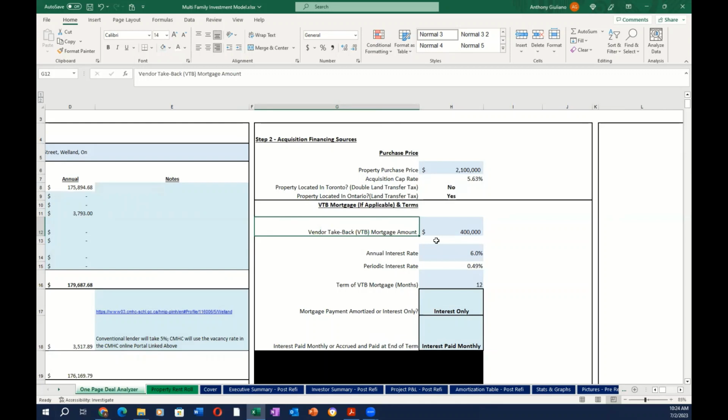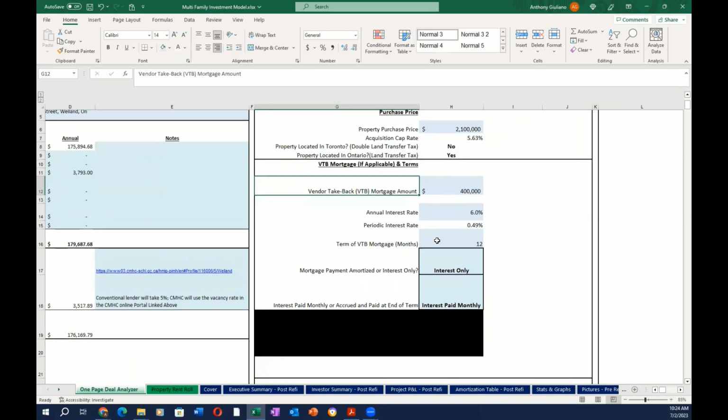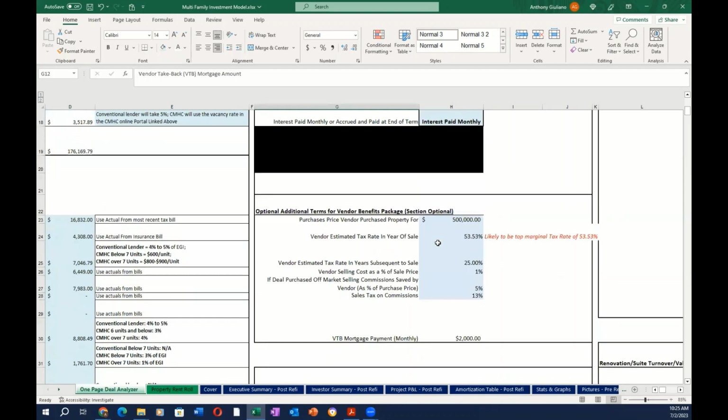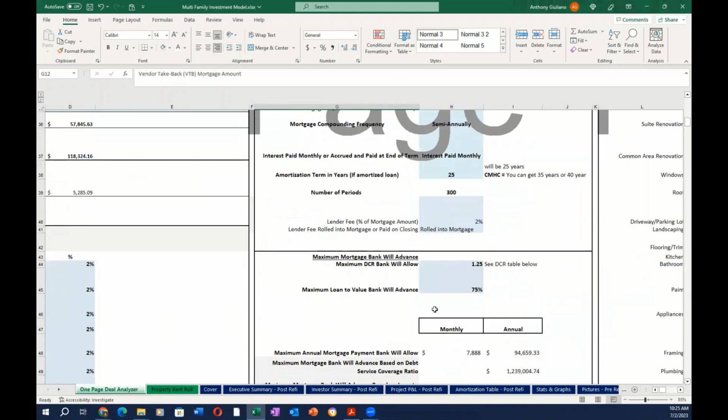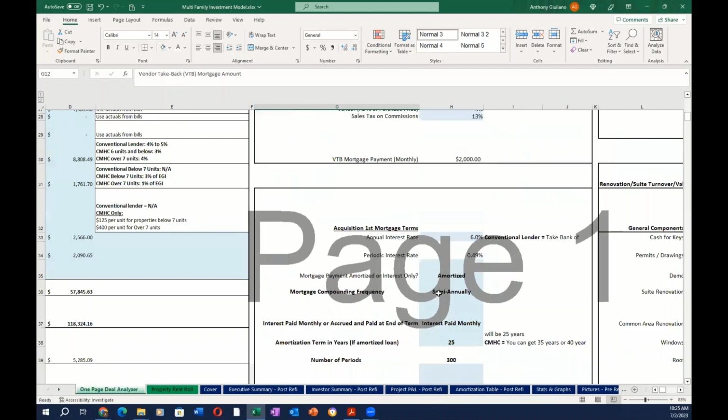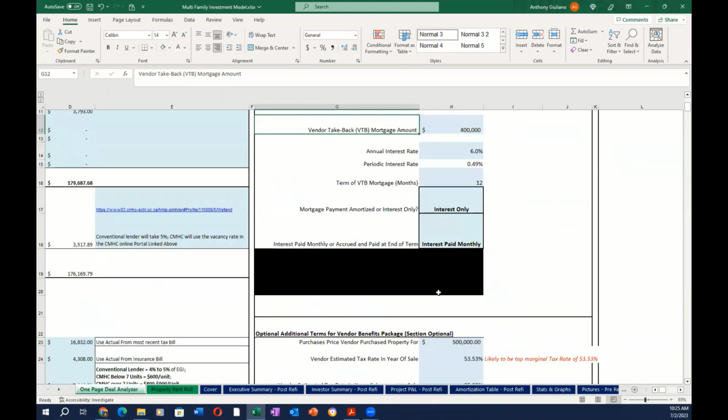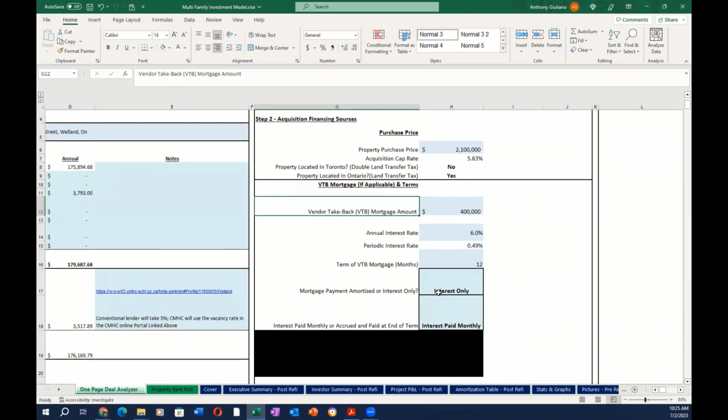So for this property, I know that I will not have enough cash to acquire it fully from my own resources, and I likely will not be able to get financing. However, you can first run the numbers with no VTB mortgage and see how much mortgage financing you'll actually qualify for, and we'll get to that once we get down here. Or you can first assume what your VTB mortgage is going to be.